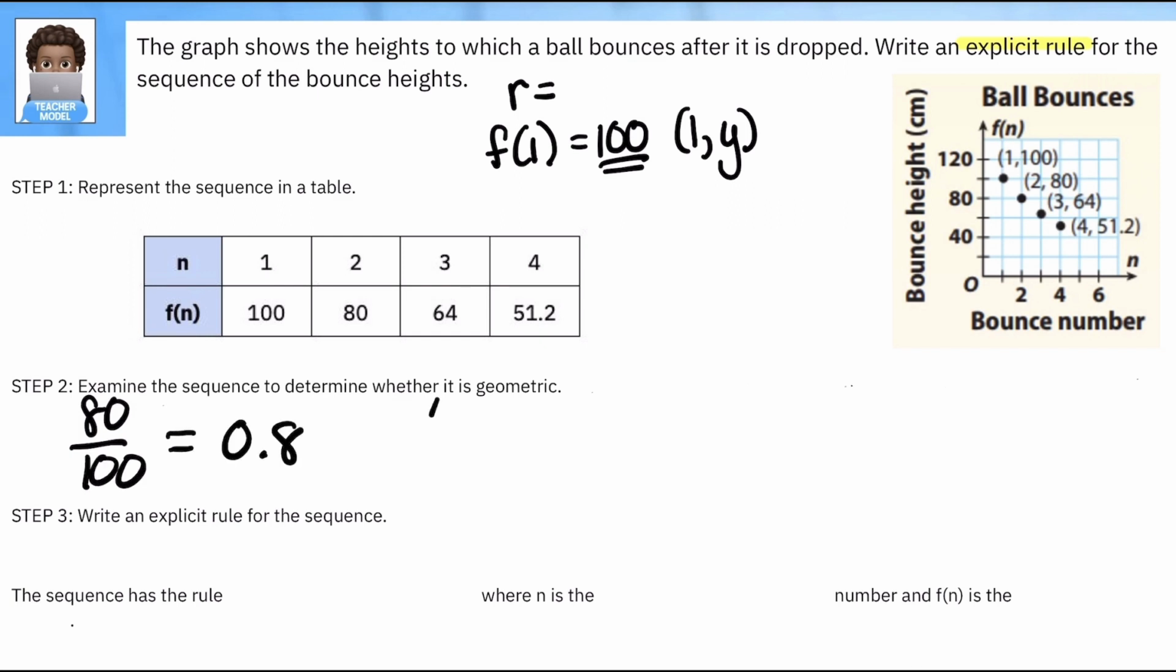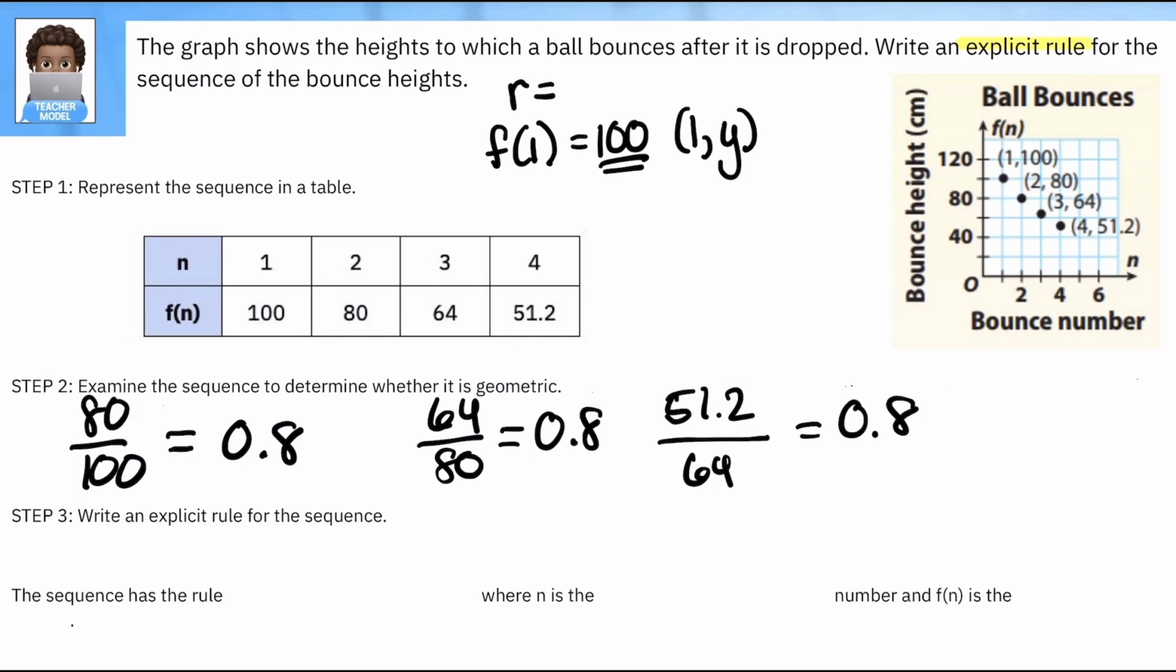Or if I wanted the next set, it would be 64 divided by 80. And if you take out your calculators, you'll also get 0.8. Or 51.2 divided by 64, and again, you get 0.8. So that means your r is a constant ratio of 0.8.